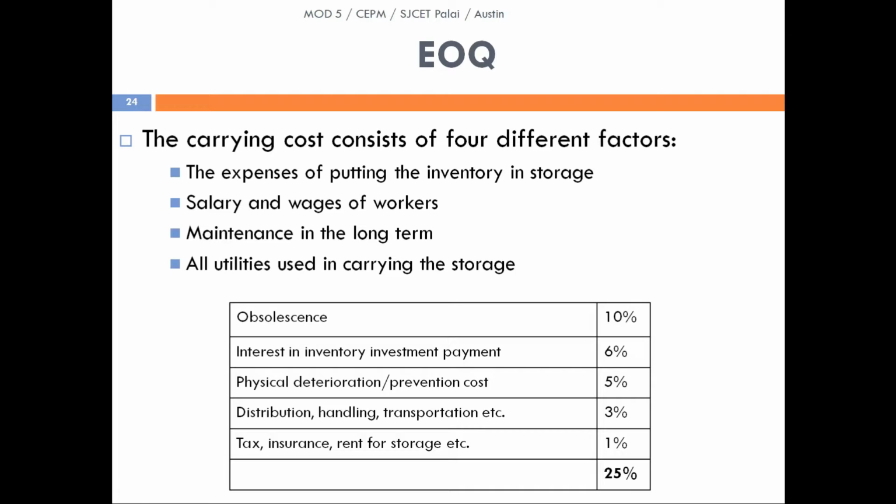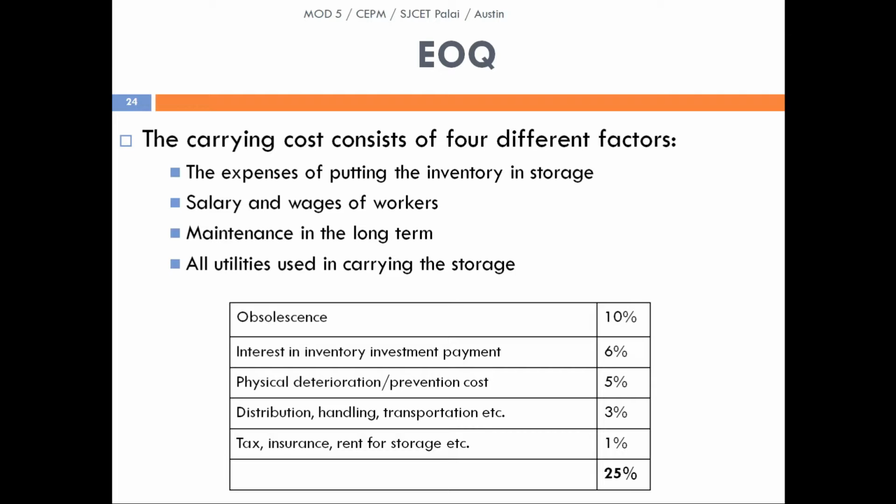So this much tells us about EOQ, the basics of EOQ. EOQ mainly answers two questions. First one is how much to buy, second one is when to buy. And in how much to buy, we have to understand two main costs. First one is the ordering cost, and we know that the ordering cost increases with increase in number of orders.